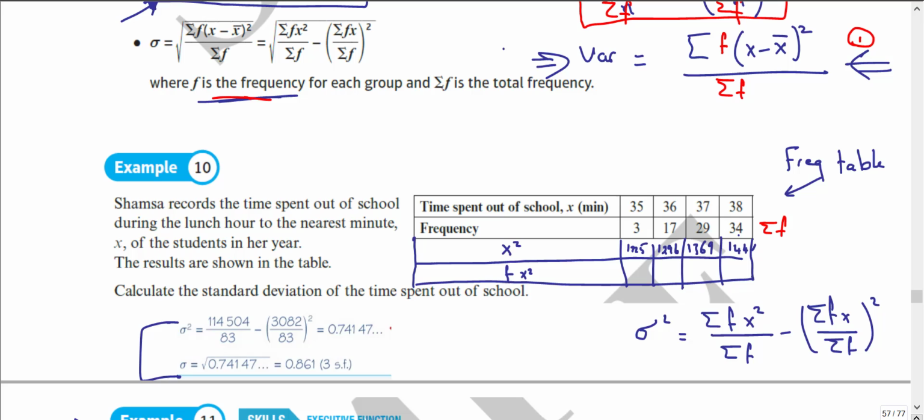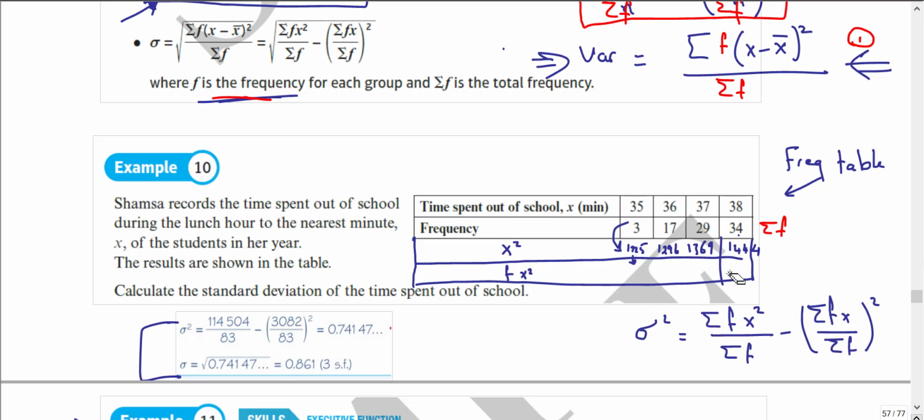So the first step is to square the x values. It's easy, just square them. Then you multiply the frequency by the squared data. We write the answer here. So you do 3 times 1225 and write the answer here. What's 3 times 1,225?